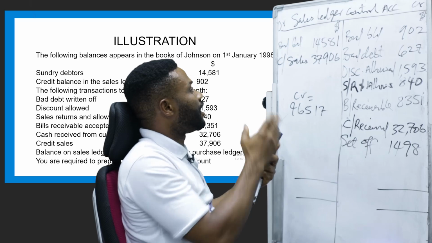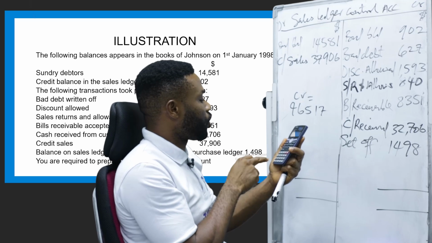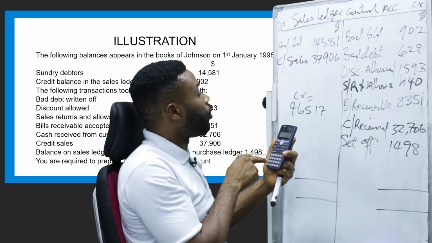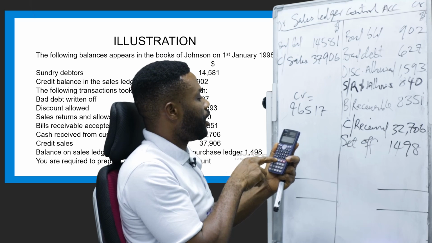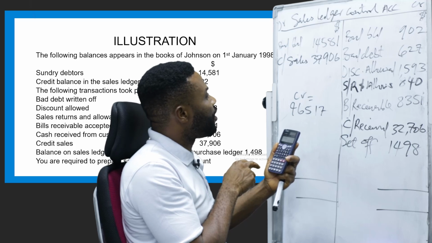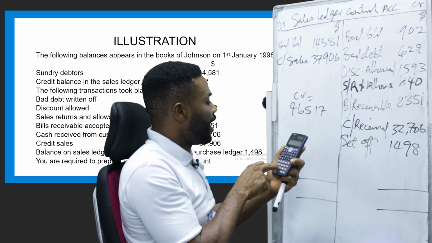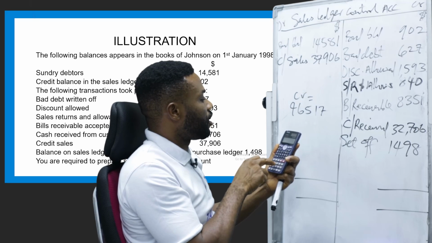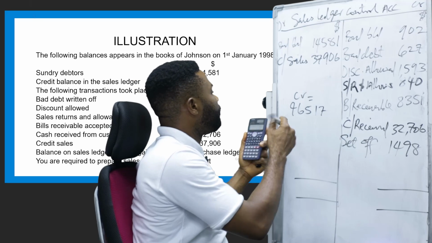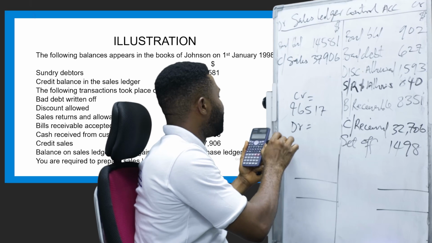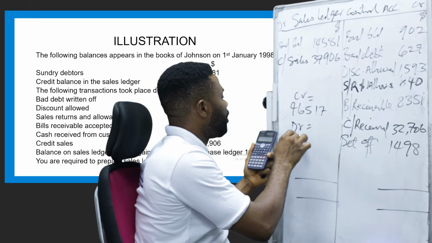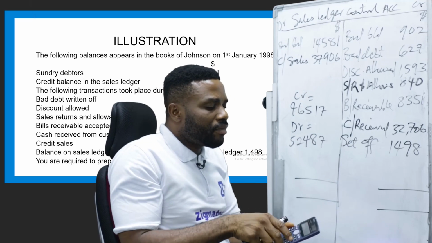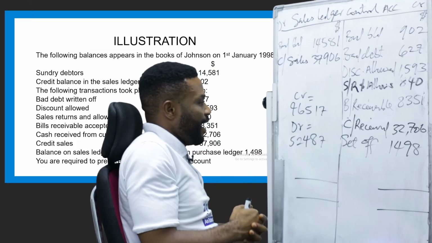Now let's quickly add the debit side. The debit side is just two transactions, which is 14,581 plus 37,906. It will give you 52,487. Your debit side is 52,487. Now the question is, how do we balance the account?